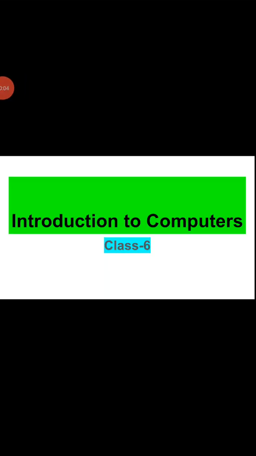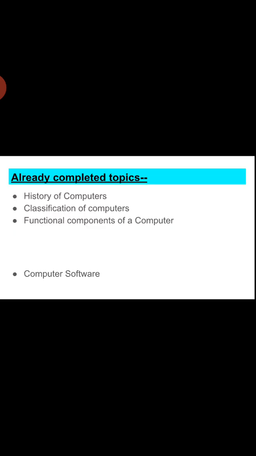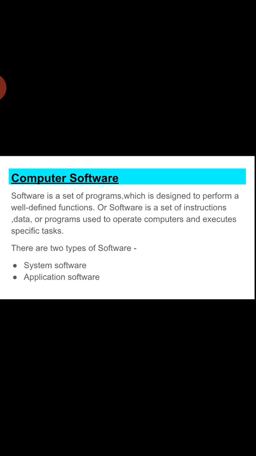So let's start our chapter Introduction to Computers. In this chapter we have already covered some topics, which are history of computers, classification of computers, and functional components of a computer. These topics we had already covered with the help of our previous videos. Now one more topic is left in this chapter, which is computer software. Today we will learn about this topic. So let's start. What is computer software?